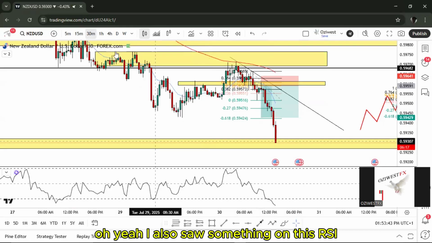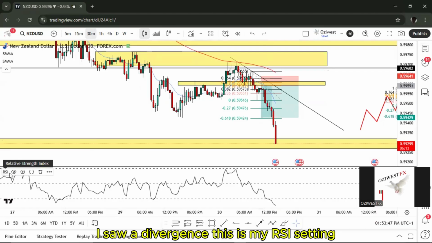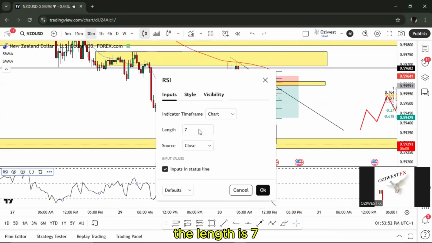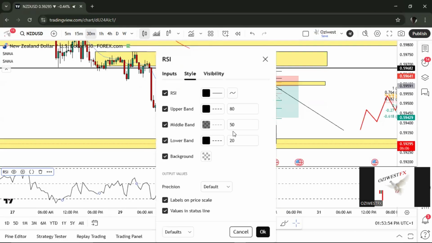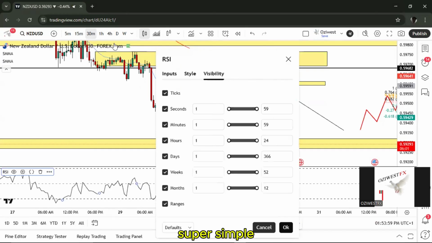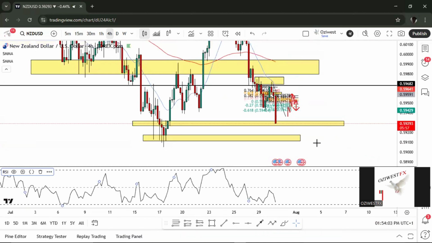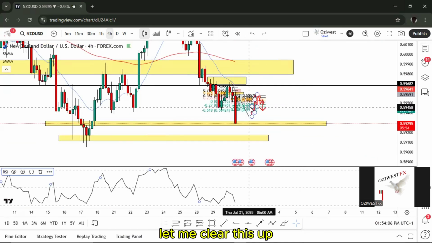Oh yeah, I also saw something on this RSI. I saw a divergence. This is my RSI setting. The length is 7. And this is how everything is. Super simple. I saw something on the 4-hour time frame. I'll clear this up.